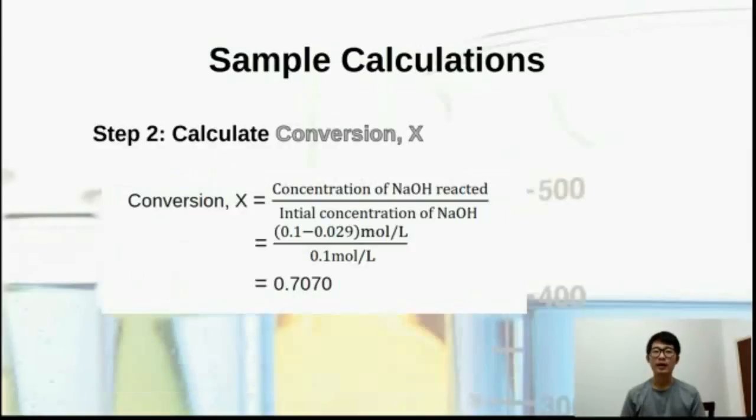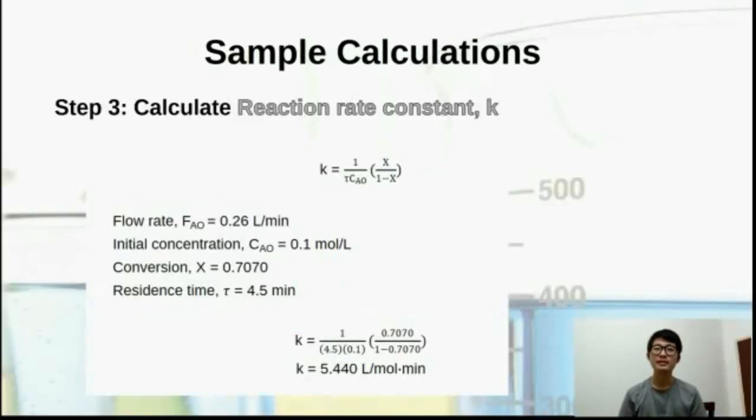Step 2. We calculate conversion X. Conversion X is the ratio of feed consumed or the ratio of the product formed. In this experiment, conversion is the concentration of NaOH that has reacted divided by the initial concentration of NaOH. So the concentration of NaOH reacted is the initial concentration minus the unreacted concentration, and we get 0.7070.